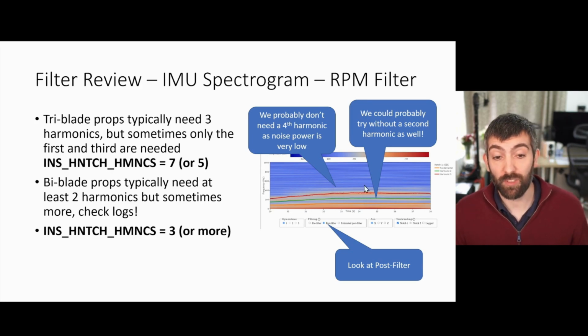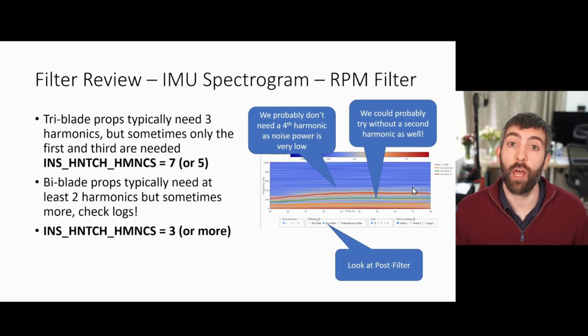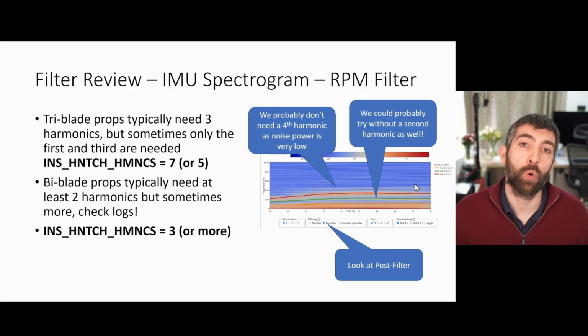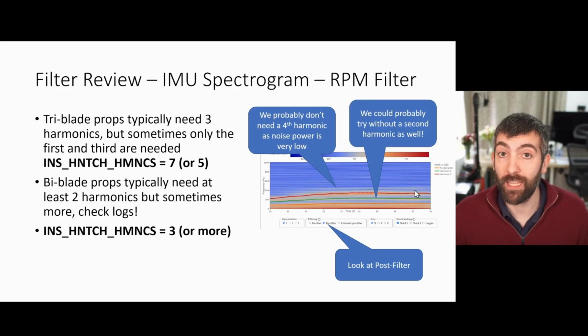If you still see in the post filter data that you have a strong horizontal line of noise at 4 times the motor frequency, then you should go into INS H-notch harmonics and turn on a 4th notch to target that frequency. But if you don't see it in the post filter data, then you don't need to add that extra notch, and we don't want to add more notches than we need, because every additional notch adds delay, and if it's not providing any benefit, that delay is just hurting our flight performance.